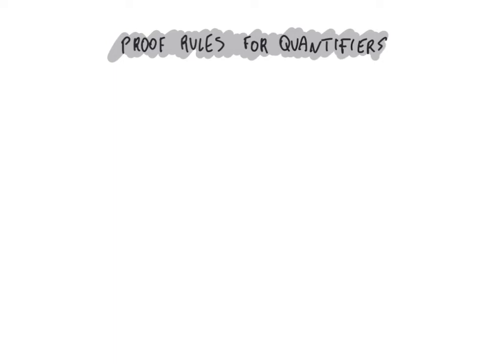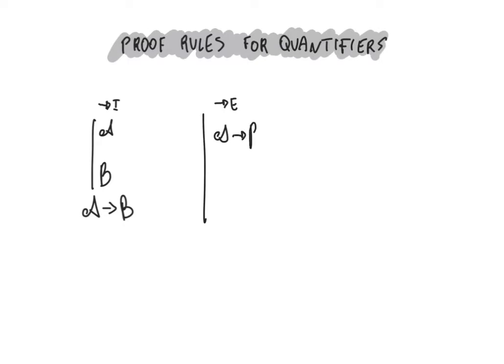In this video, I'd like to talk a little bit about the proof rules for quantifiers. In the first half of the class, we learned about proof rules for the connectives. So things like conditional introduction and conditional elimination, where you go from a conditional and the antecedent of the conditional to the consequent.